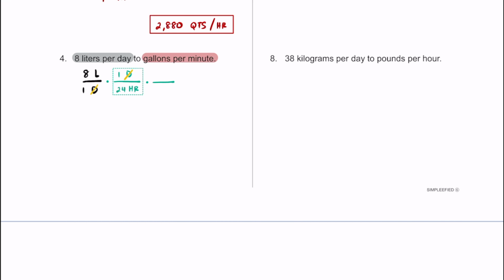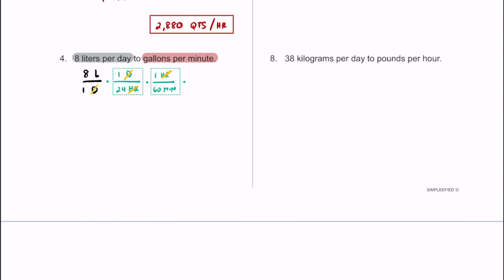So let's go ahead and change the hours maybe to minutes now. So I'm going to put 1 hour on top, and we're going to go ahead and put 60 minutes on bottom. All right, so setting up like this, we can take the hours and cancel those out. If we were to stop, we would get liters per minute. So we're getting closer here, but we need to somehow get these liters to gallons.